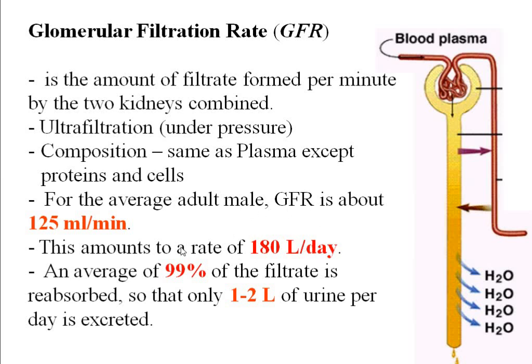An average of 99% of the filtrate is reabsorbed, so that only 1 to 2 liters of urine per day is excreted. So you can see here that almost 180 liters per day is being filtered from the glomerulus, and just 1 to 2 liters of urine is passing out. So 99% of it gets reabsorbed.